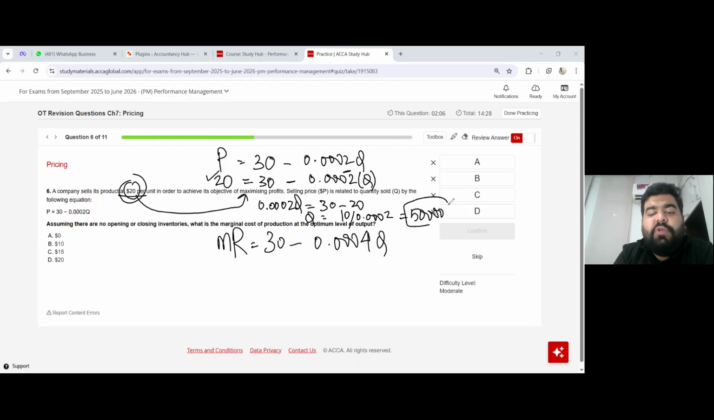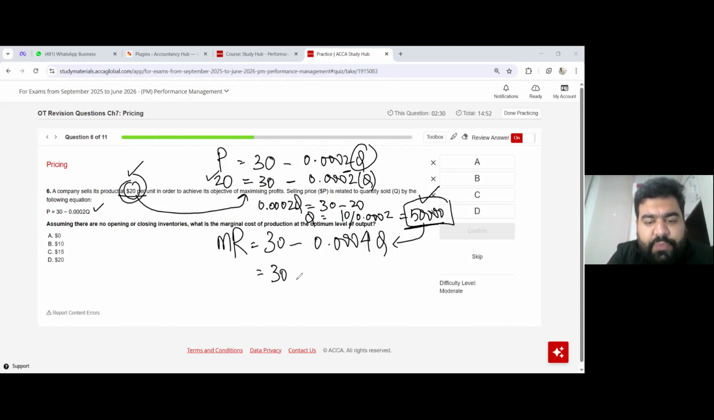Obviously, with the data given, the equation and this price, we have calculated the quantity, and it's very easy. 50,000 is the optimum quantity that you have to sell. Till now, you have confirmed that. Now you have to calculate marginal cost. Now you know the optimum quantity is 50,000. Use this optimum quantity here.